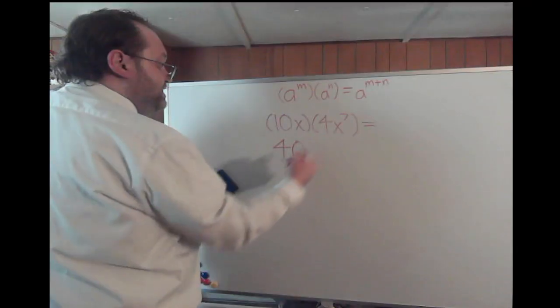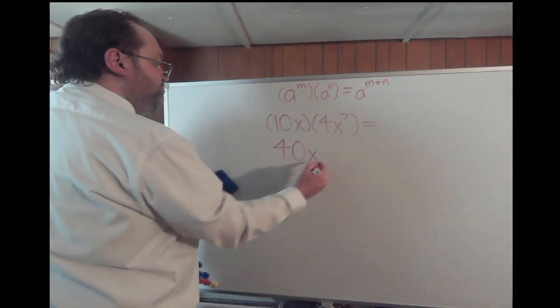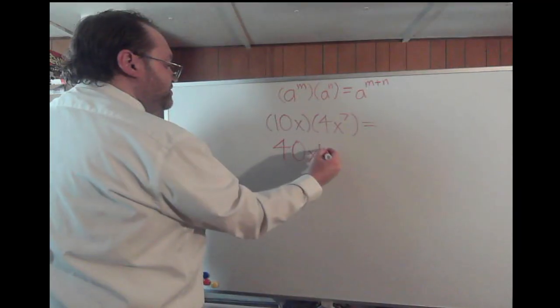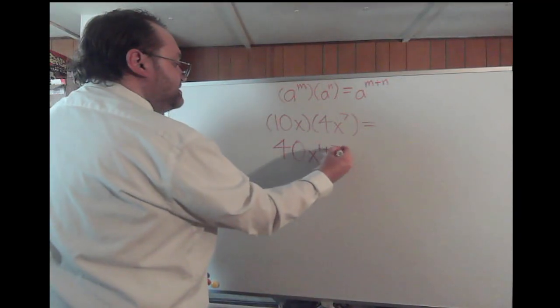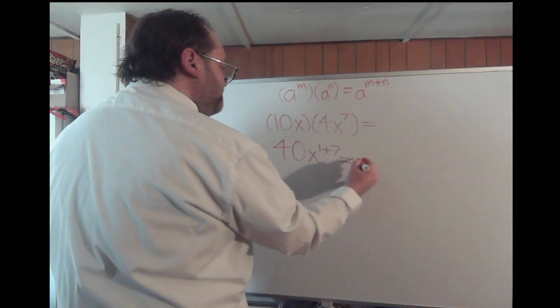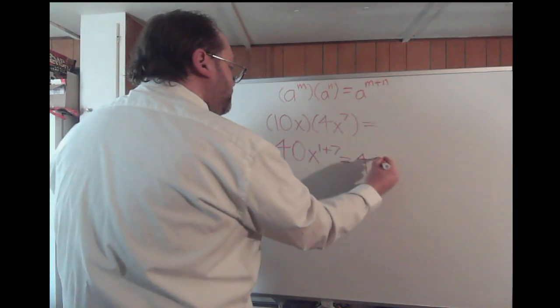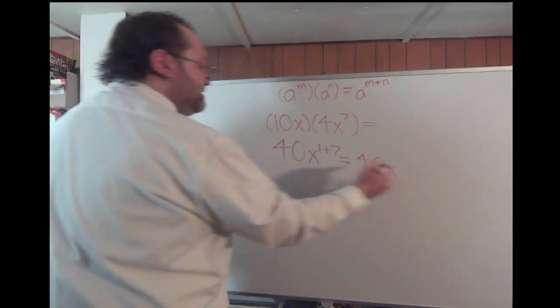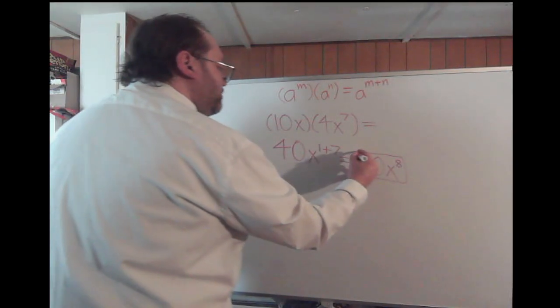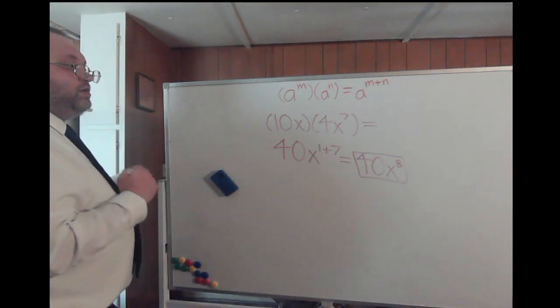You've got the same base of x, so you'll keep x as your base. Well, that x there in 10x is to the 1st power, so you're going to add up the powers of 1 plus 7. Add up 1 plus 7 for your powers. So your answer is you'll get 40 times x, 1 plus 7, that's to the 8th power. So the answer we're looking for is 40x to the 8th power.